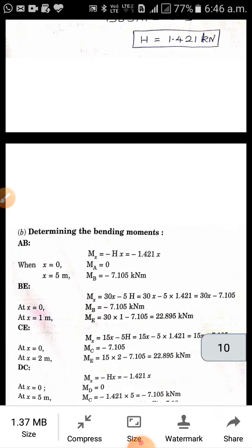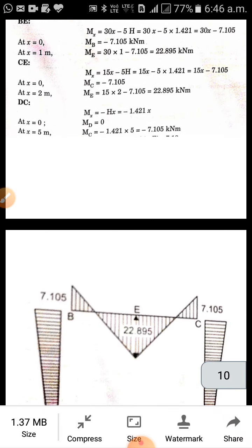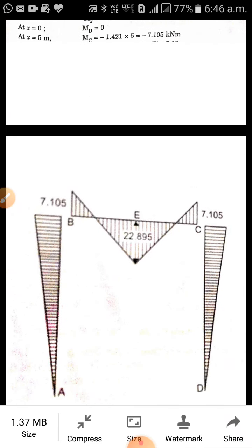After that, we have to find the bending moments for each portion. For AB, M x equals H into x. H is 1.421, which we found out. If x equals 0, M equals 0. So find all the bending moments and draw the bending moment diagram. That's it. Hope you understand. This is part 2. I will upload the video lecture also. Thank you.